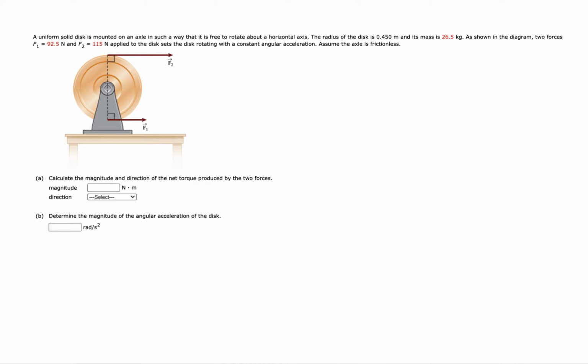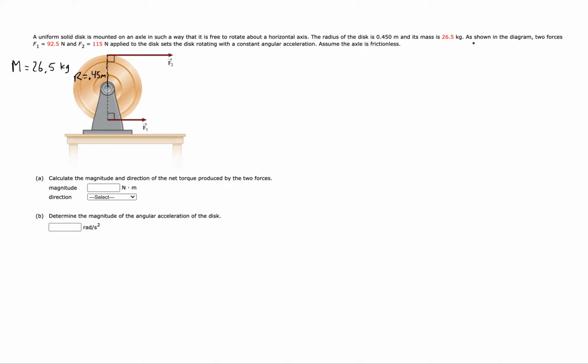A uniform solid disk is mounted on an axle in such a way that it's free to rotate about a horizontal axis. The radius of the disk is 0.45 meters, and its mass is 26.5 kilograms. Alright, there's our mass. Let's see, our radius here is 0.45 meters.